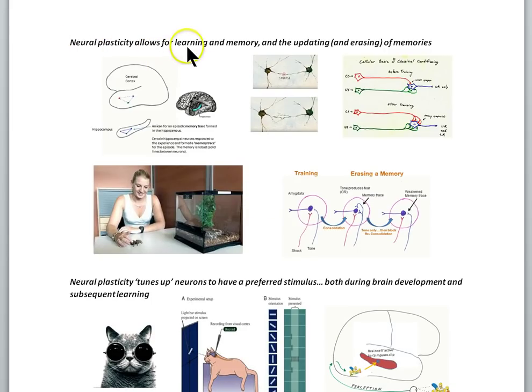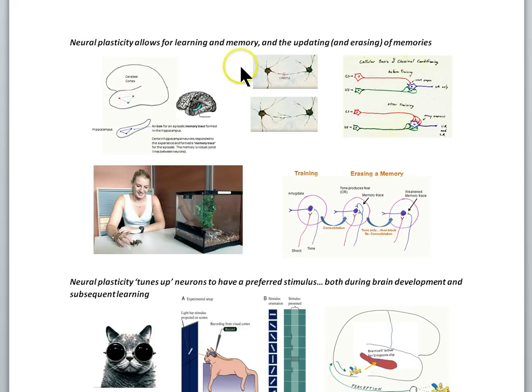Now, neuroplasticity allows for learning and memory and the updating and erasing of memories. So we learned early on about Clive and H.M. that the hippocampus was a critical structure in making new memories. Without a hippocampus, they couldn't make episodic memories. And so scientists discovered that there's lots of neuroplasticity going on in the hippocampus, and this allows the hippocampus to make episodic memory traces. In fact, there's neuroplasticity in the cortex as well, but we said that during memory consolidation, the hippocampus is needed to help to strengthen those cortical memory traces. But again, the whole surface of the brain is prepared for neuroplasticity as we learn things.